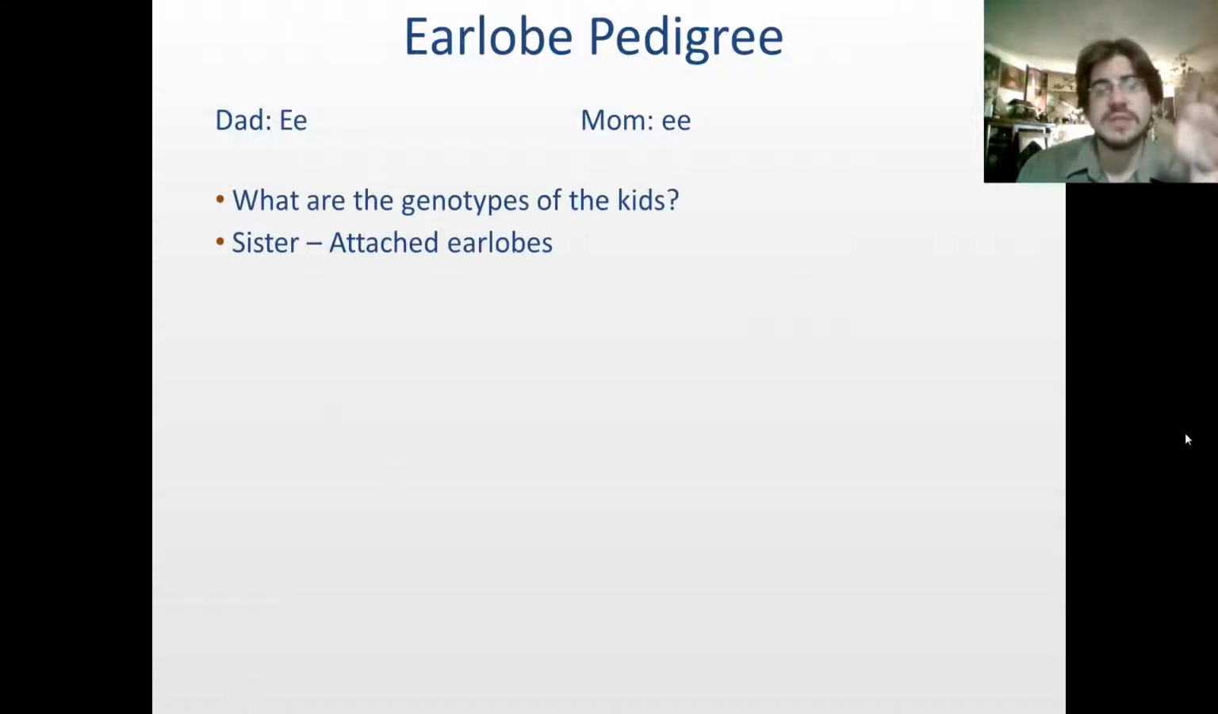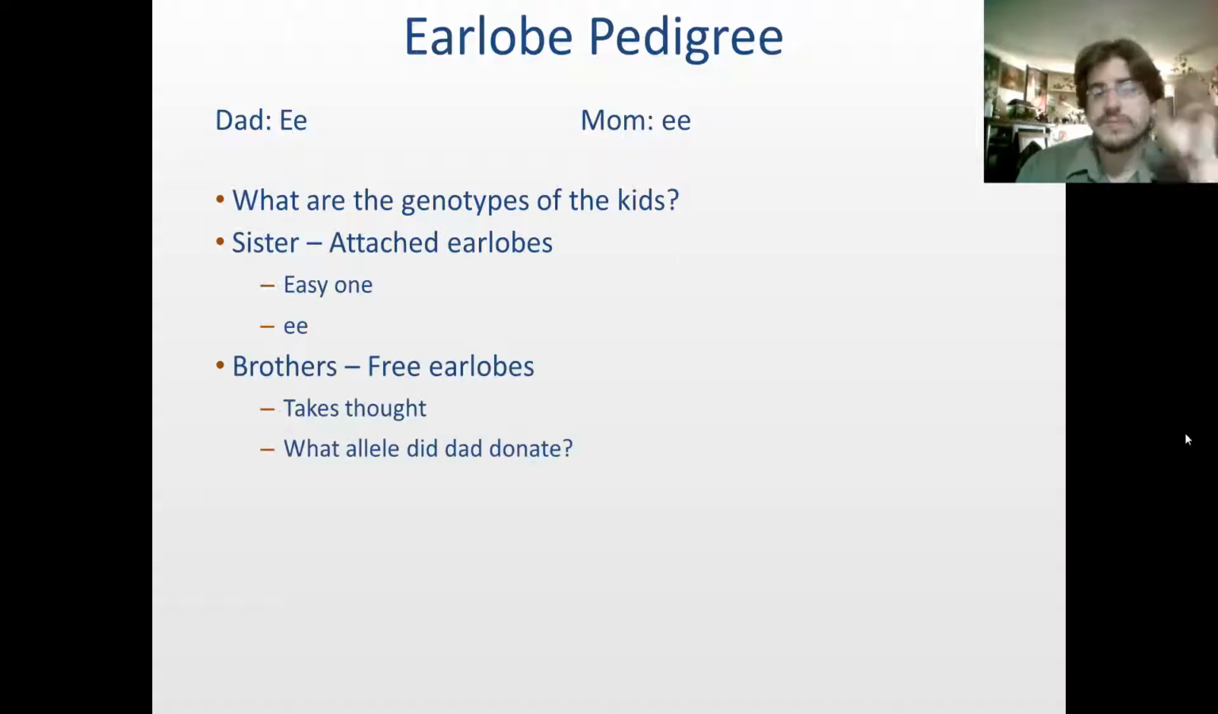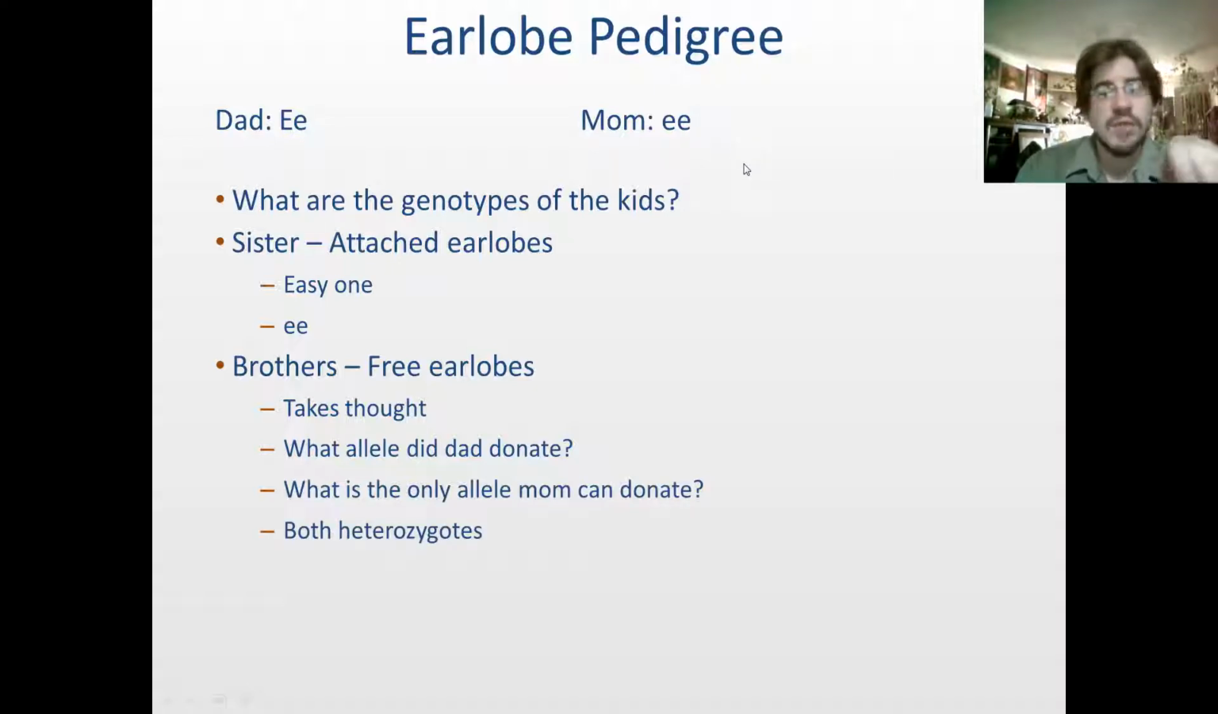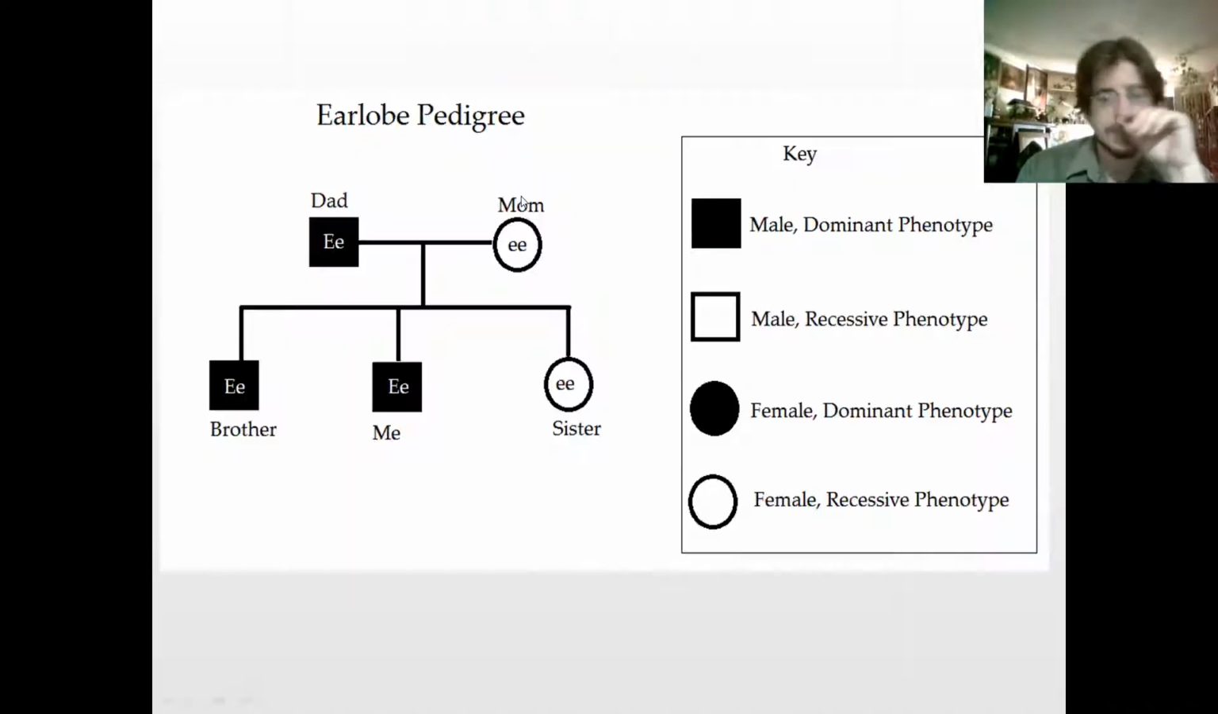Okay, so here's an earlobe pedigree. What are the genotypes of the kids? Sister attached, easy one. Brother, free earlobes. So, I just did this earlier. What allele did dad donate to my brother? Well, the dominant allele. So what's the only allele mom can donate? The recessive allele. So the brothers are both heterozygotes.